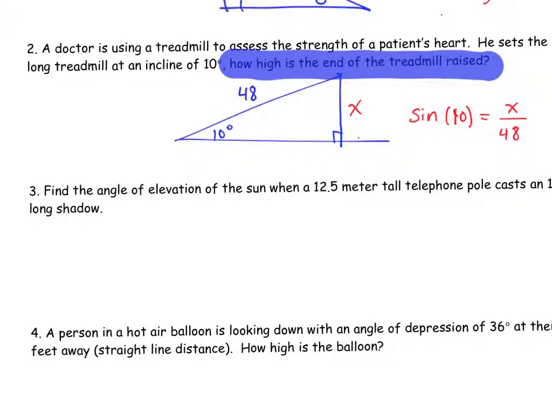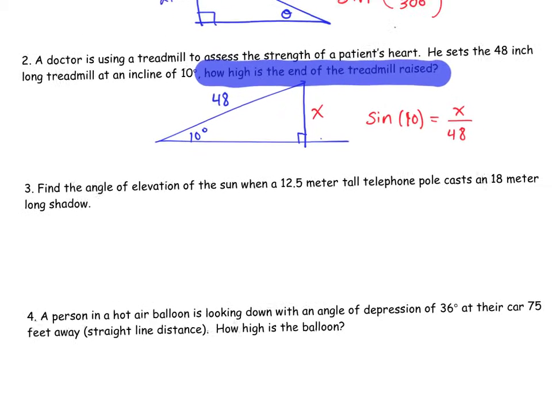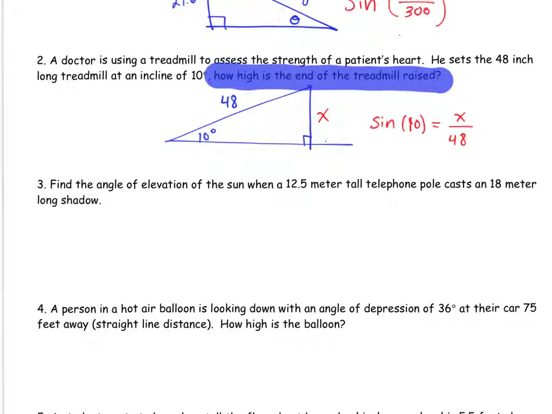The angle of elevation of the sun with a 12.5 meter tall telephone pole casts an 18 meter long shadow. What would this look like? How do you draw it? Let's take a moment. What would I put where? Good, vertical line. What does that represent? The telephone pole, right? Then let's draw the sun. The sun is casting a shadow.